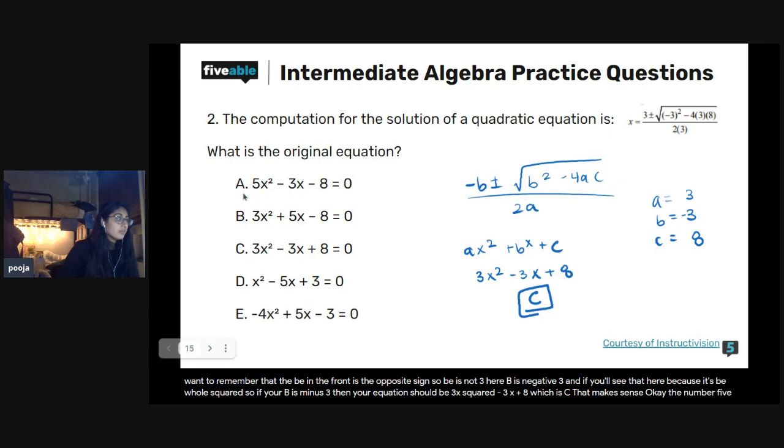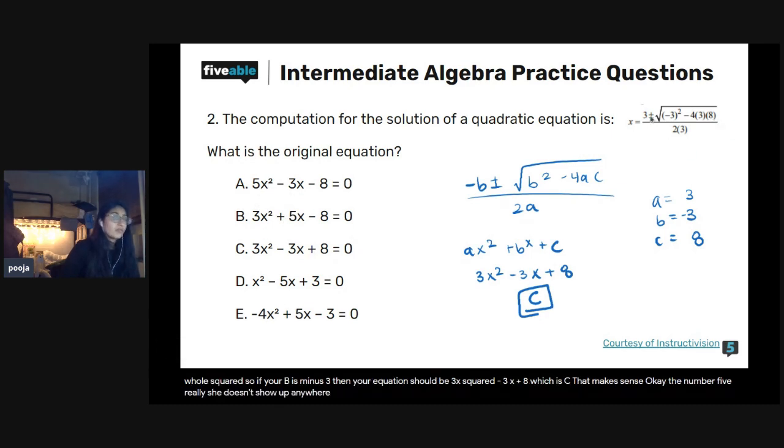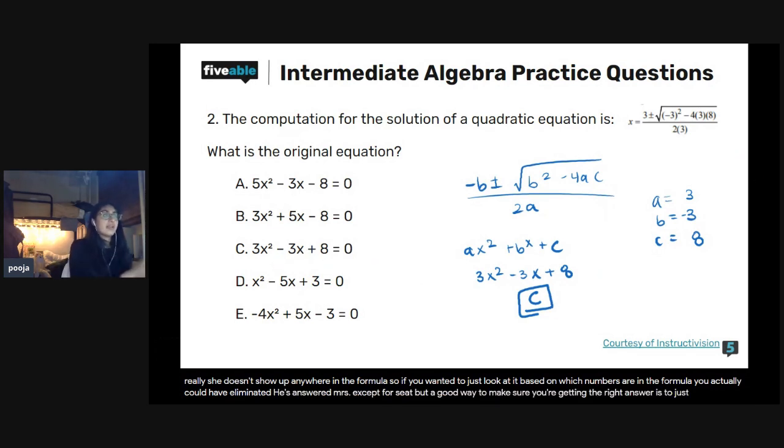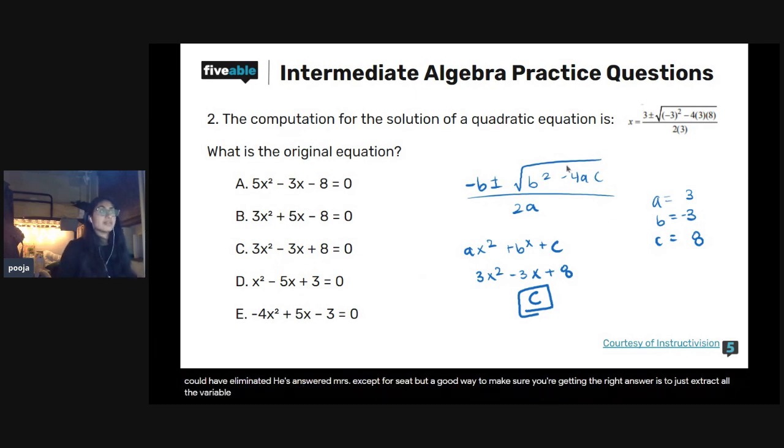The number 5 really doesn't show up anywhere in the formula. So if you wanted to just look at it based on which numbers are in the formula, you actually could have eliminated most of these answer choices except for C. But a good way to make sure you're getting the right answer is to just extract all the variable letters from the formula.